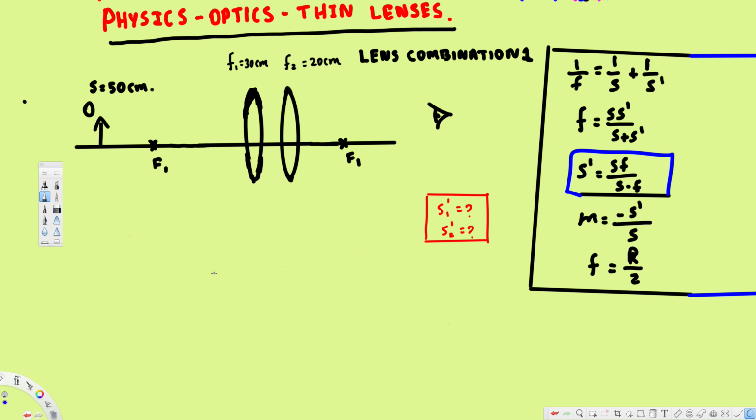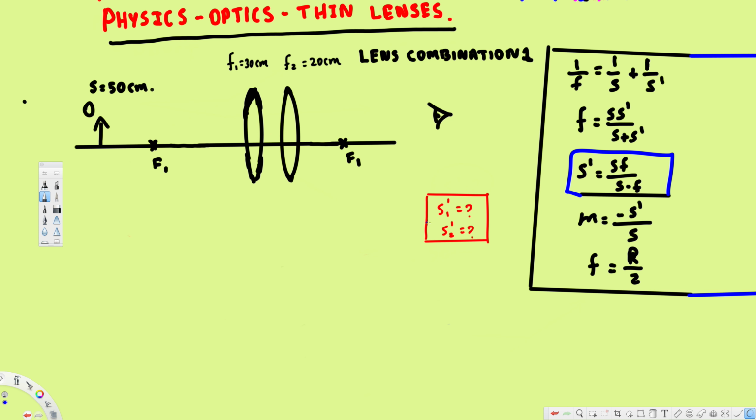Guys, let's try this problem right here. Here we have a lens combination of two converging lenses, and the focal length of the first converging lens is given by 30 centimeter, and the focal length of the second converging lens is given by 20 centimeter, and we have an object at 50 centimeter from the first converging lens.